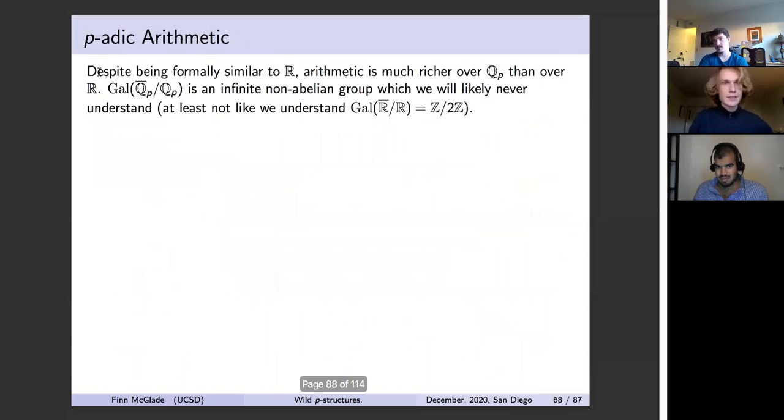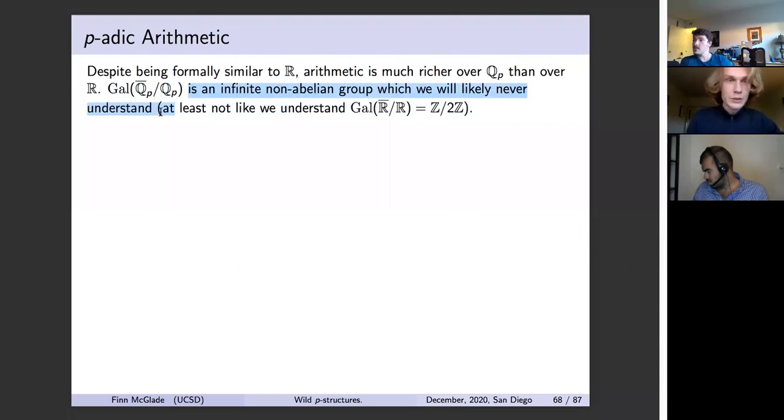Okay, so that's an example of a formal similarity between R and Qp, but there are a lot of other similarities. Well, okay, there are some very major differences. So it turns out that Qp is arithmetically very much more interesting than R. For example, if you consider the absolute Galois group of Qp, then this is an infinite non-abelian group.